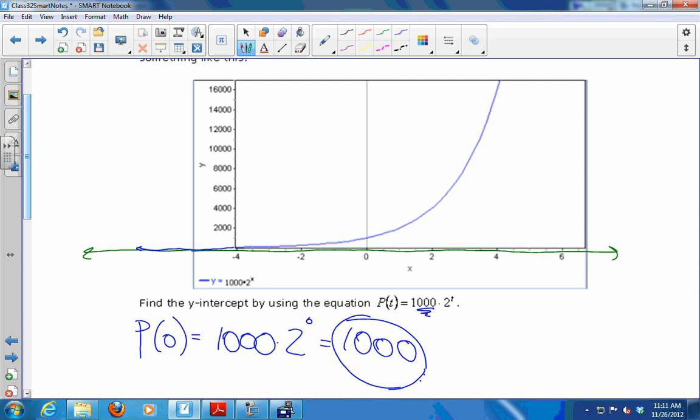So we call this an asymptote. This green line is called an asymptote. And the equation of this line, the horizontal line, is y equals 0, because every point on this line has a y coordinate of 0.